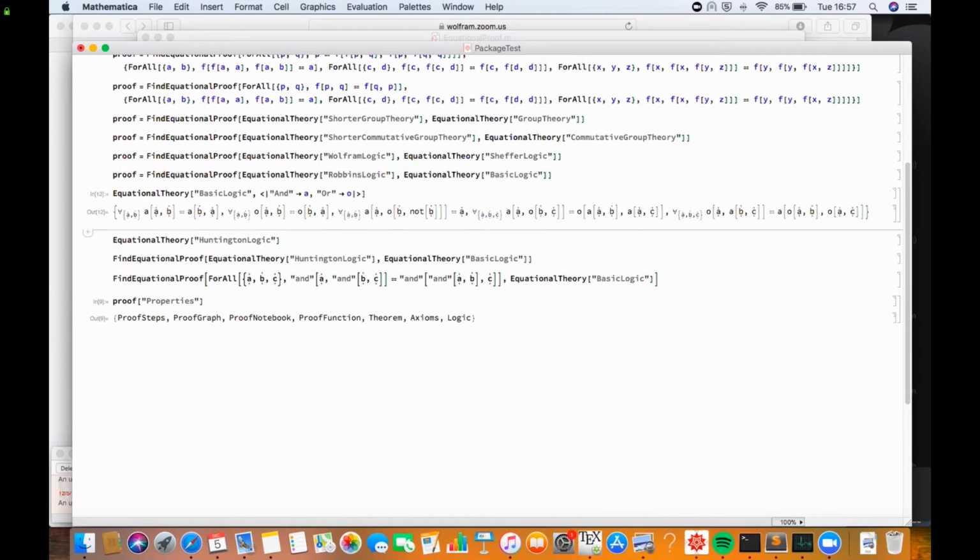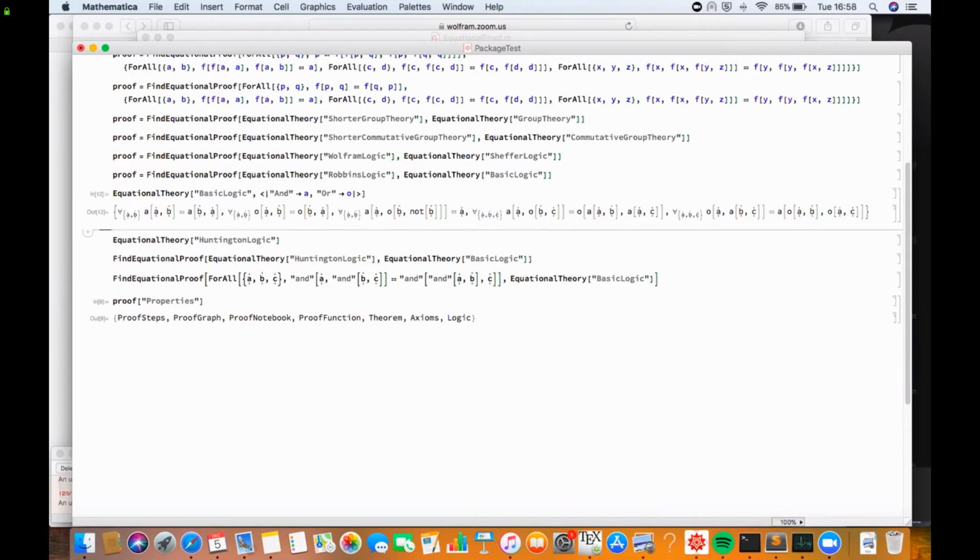I mean, we could say equational theory, basic logic, but then you're qualifying that basic logic thing, and there are certain properties that you get. So one possibility would be to say equational theory, and then that first argument is both basic logic and potentially a qualifying association. And then the second argument is a property, and the default property would be axioms.